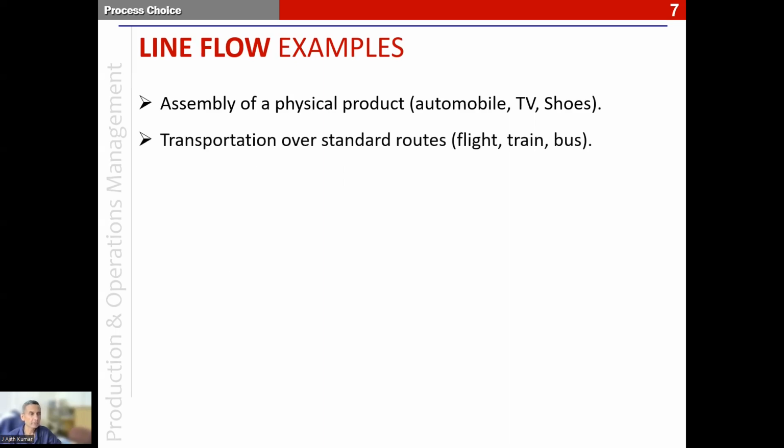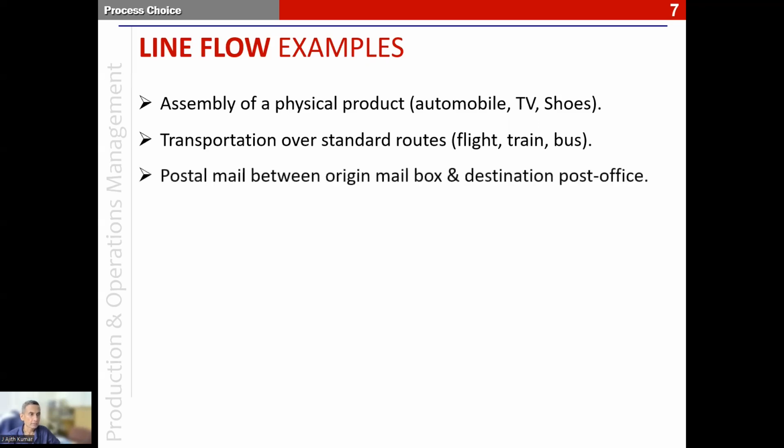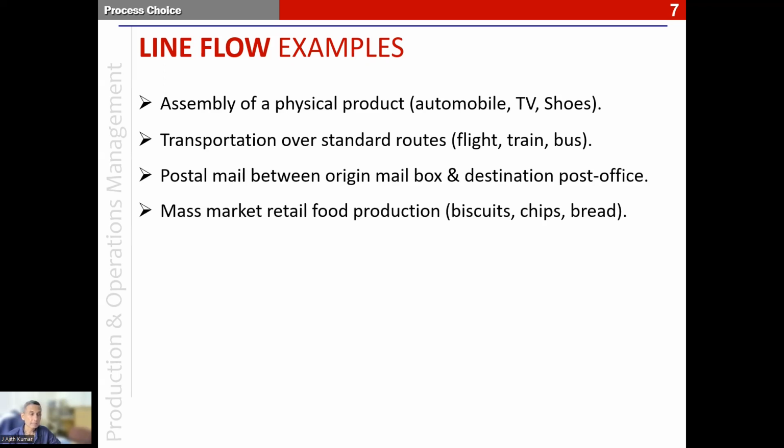In the service sector, you can think of transportation over standard routes. For example, city buses or flights, the trains, the railway service, they use standard routes. So you have route number this from this place to this place, that is fixed. The timetables are fixed. So this corresponds to the line flow process of manufacturing. Postal mail, for example, there could be standard routes that postal mail already follows, and those routes are like a line flow process. Mass market retail food production, such as biscuits, chips, bread, and so on. So these are some examples of line flow process.